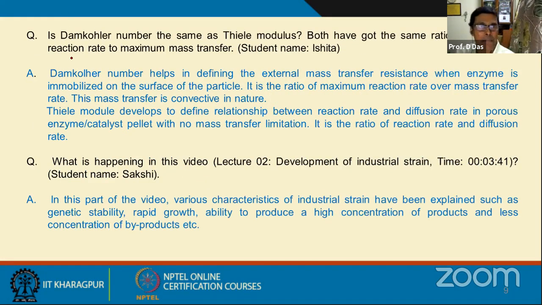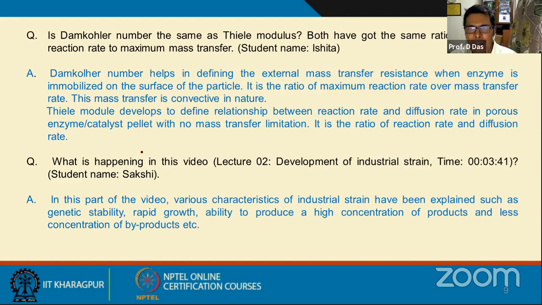Next question that we have is: the Damkohler number is the same as the Thiele modulus, but both are the same ratio of maximum reaction rate and maximum mass transfer. This question was asked by Isita. It's a very nice question, but let me tell you, the Damkohler number is a parameter largely used for heterogeneous reaction kinetics. Damkohler number is actually the ratio of maximum velocity of reaction divided by maximum mass transfer.